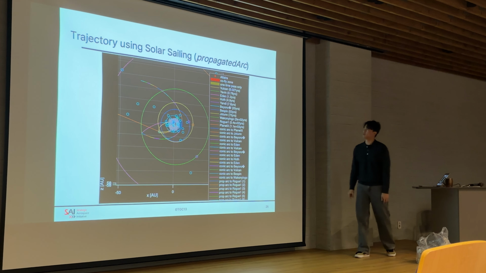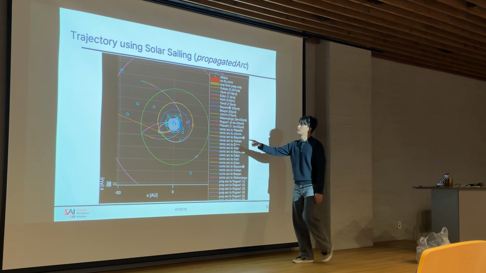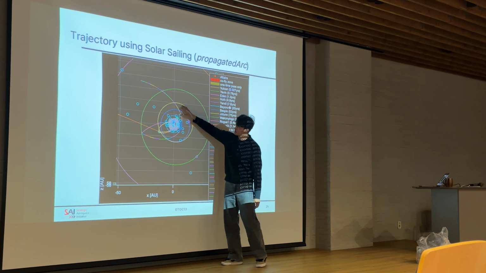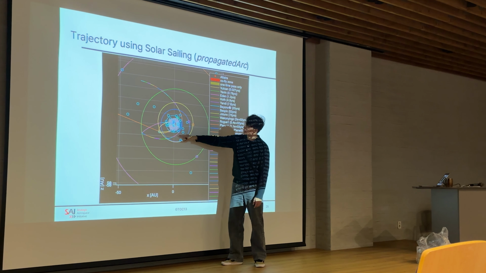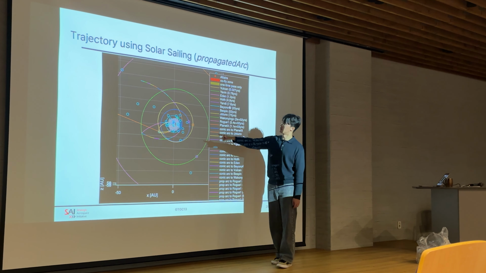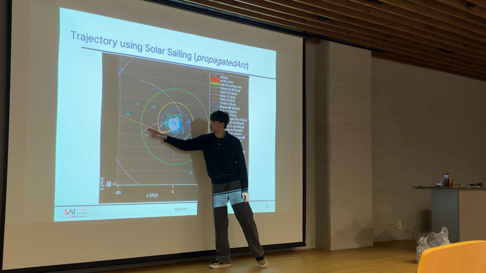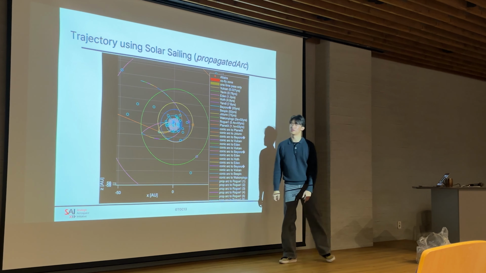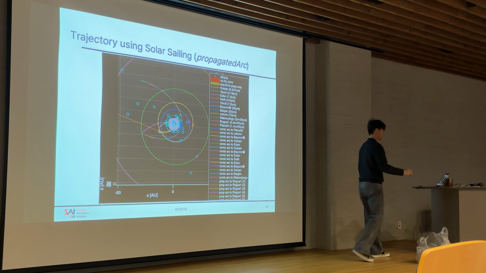You can see the last arc of the trajectory has multiple colors, and this is the propagated arc. And if you look at the earlier arcs, like this pink and orange arc, it is only a single color, denoting that it is only a conic arc that does not use the solar sail.